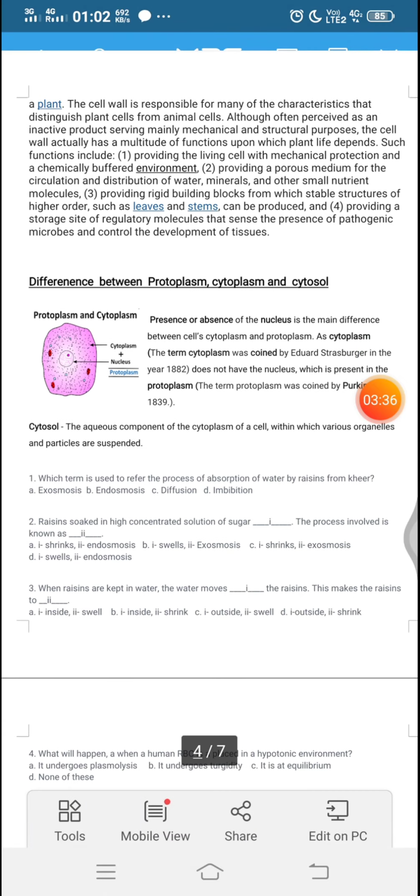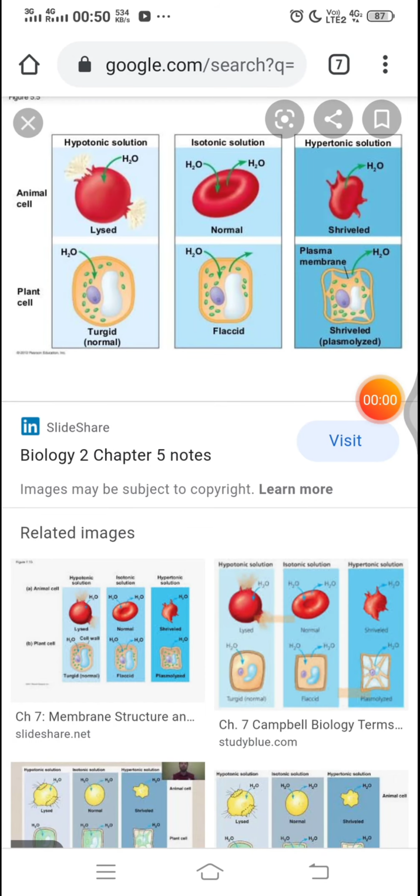This is a diagram that represents tonicity. This was taken from the net, since the CBSE has not given that diagram, only the sentence part is there. So you have to understand it better. If you see this, you can see that three solutions have been given: hypotonic, isotonic, and hypertonic. In one they have placed an animal cell and in another a plant cell.